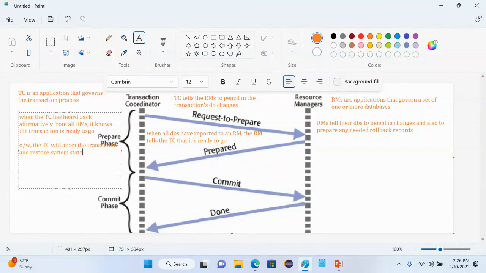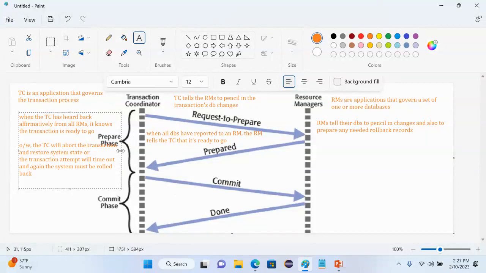Okay, because if one of the resource managers calls back and says, sorry, we had some kind of hardware failure, our part of the process can't work, the transaction coordinator says, that's okay, we're going to cancel this transaction. It's not going to happen today. They'll try again in a few minutes, whatever. Or the transaction attempt will time out. And again, the system must be rolled back.